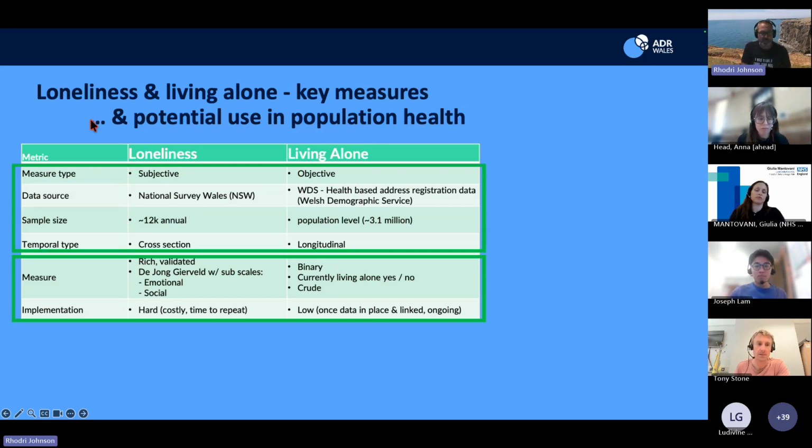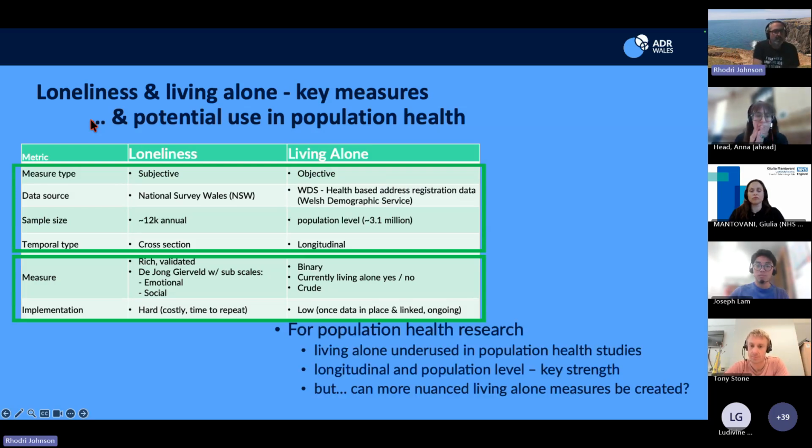In terms of implementation, the survey is harder. You've got to actually do the surveys, lots of work. Within WDS, the data's there and it's updated regularly. So once that's in place, using it to create these kinds of measures is relatively simple. It obviously takes time. And in terms of usability for population health research, living alone is underused in population health studies that I've seen.